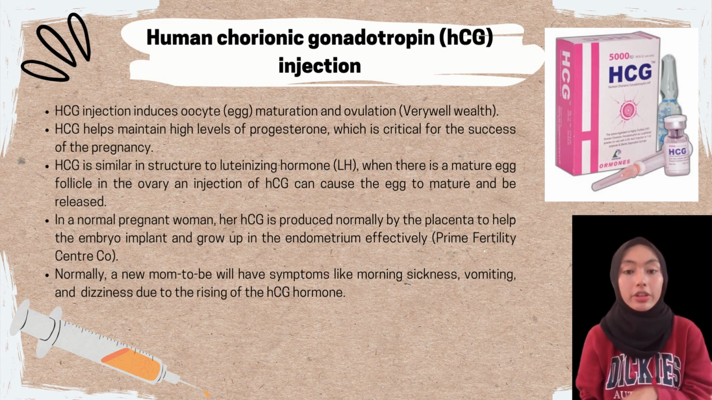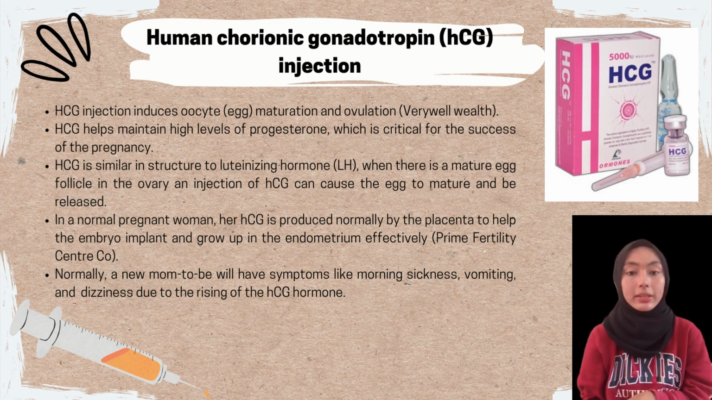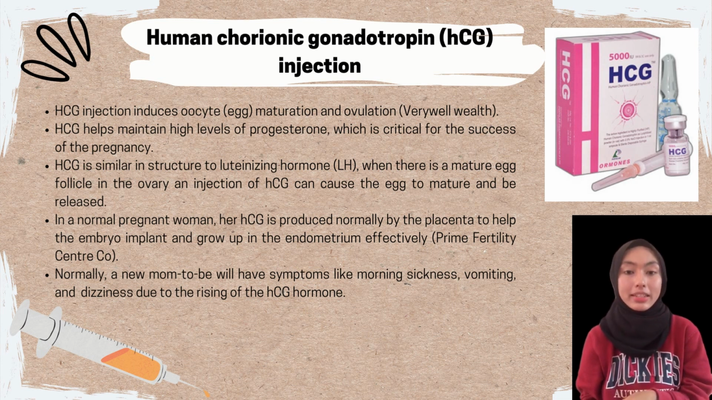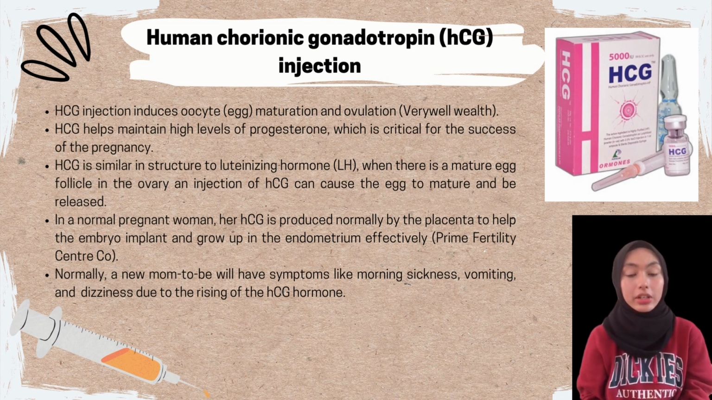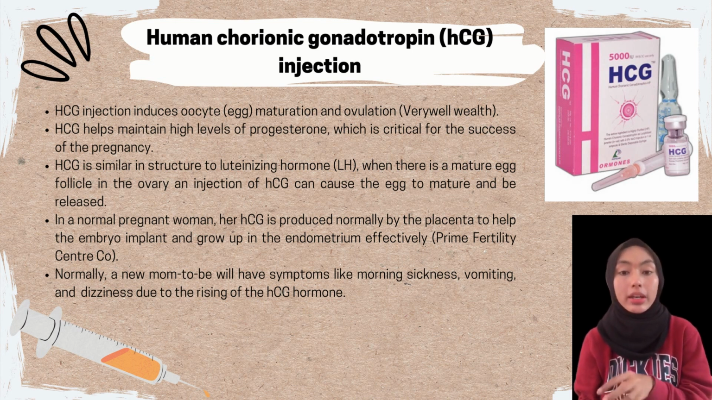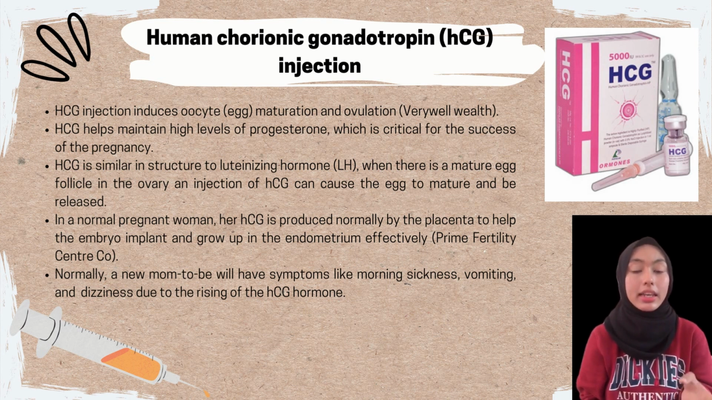Lastly, we have human chorionic gonadotropin injections, or HCG injections. HCG injections are sometimes used in fertility treatment to cause an egg to mature and ovulate. HCG injections also help to maintain a high level of progesterone, which is critical for the success of pregnancy. Since HCG is similar in structure to LH, when there is a mature egg follicle in the ovary, an injection of HCG can cause the egg to mature and be released.